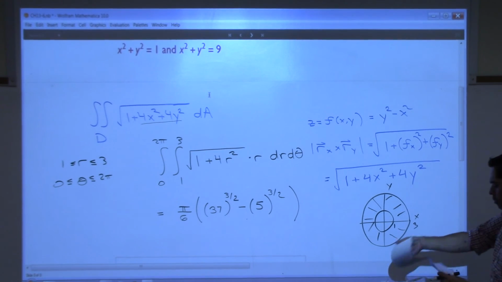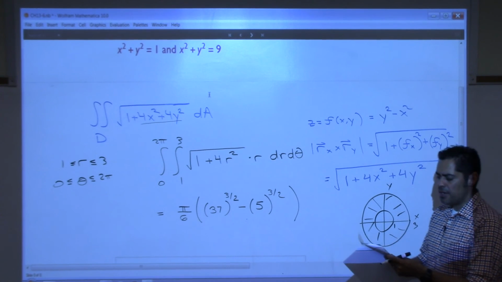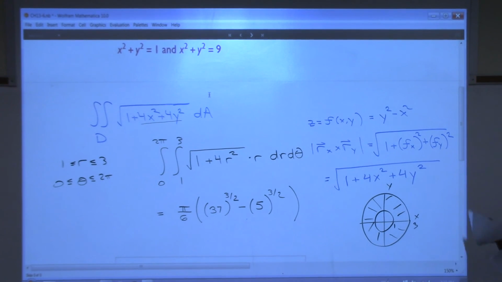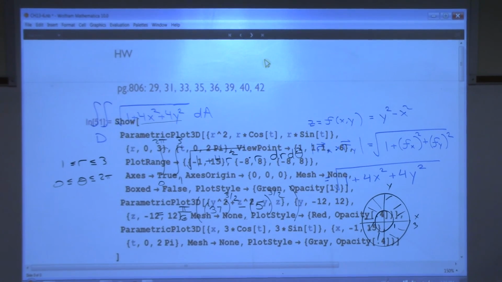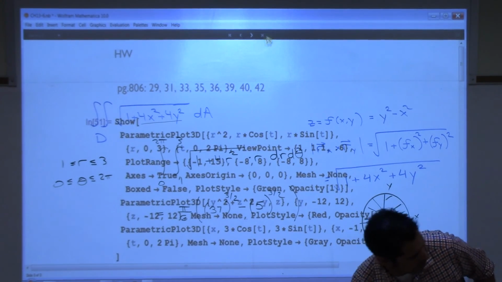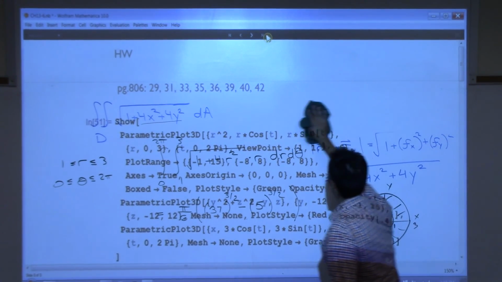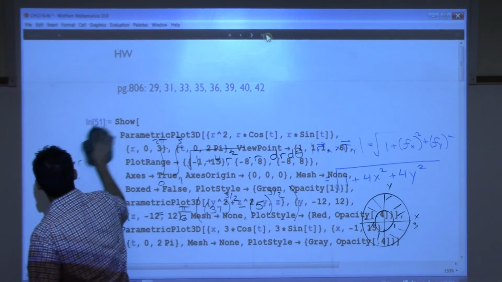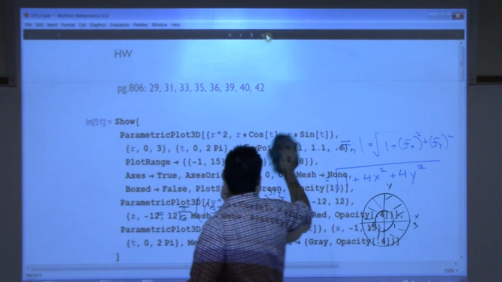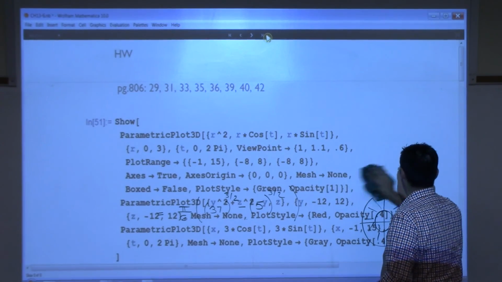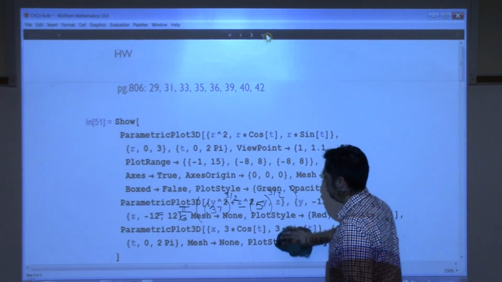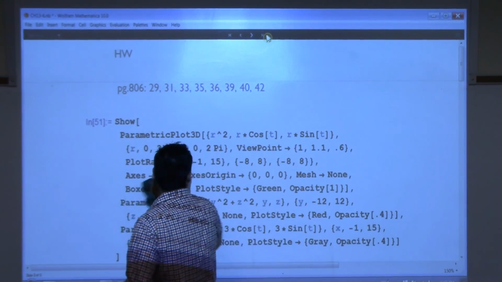Now, I had planned on working a few more problems here. I have not had a chance to do the homework solutions for this. All right, so I don't have the homework answers on video for these. But here's the homework assignment. I don't know when I'll be able to get those videos up. Hopefully in the next day or two. Maybe tomorrow morning if I'm lucky.